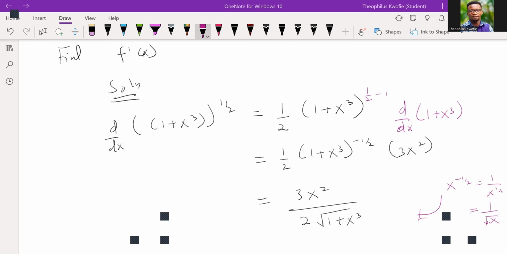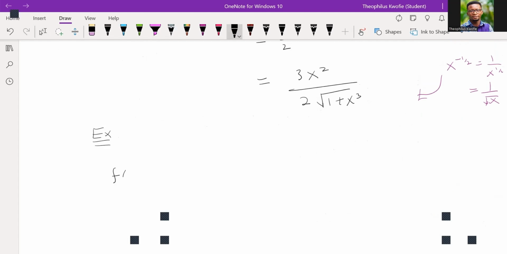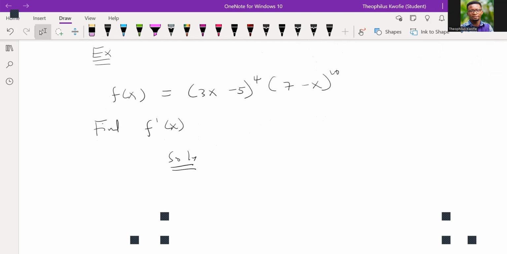Let's solve one more example. It's an interesting example. I think you would love it also. We have f of x equal to 3x minus 5 to the power 4, multiplying 7 minus x to the power 10. How do you do that? Over here, we have combined the product rule and the extended power rule. Remember, if you have the product of two functions, when you find a derivative, you have to take time to do that.